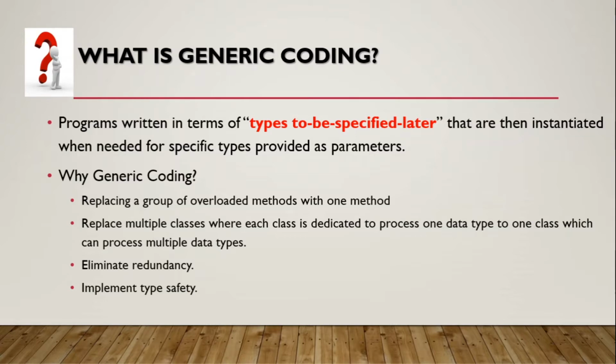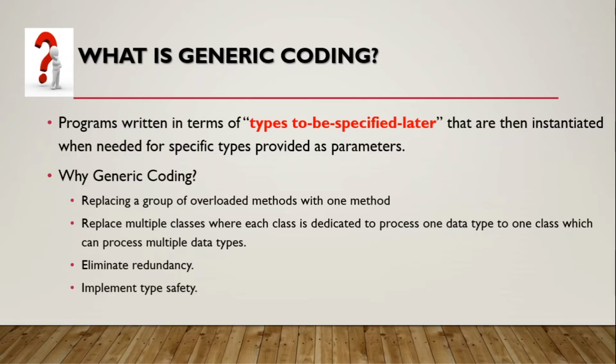You may ask the question, why is that important? Well, here's a list of why we need generic coding. First of all, instead of having overloaded methods, we can replace them with one method. And instead of having multiple classes where each class is responsible for handling a specific data type, we can have one class that handles all the data types. This is going to eliminate redundancy. We don't have to repeat the code again, and this is also going to implement type safety, which is basically what I said. Now, let's just put this on the side and let me explain the idea.